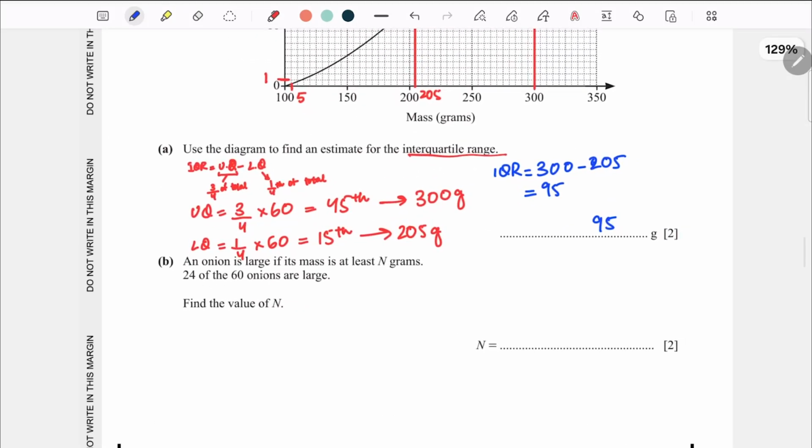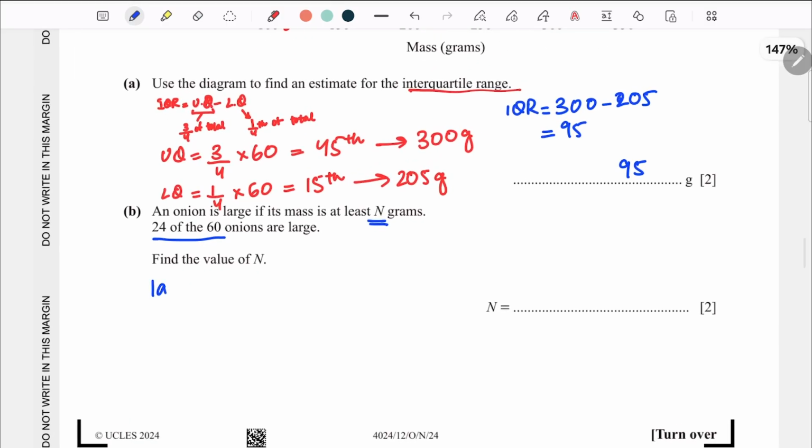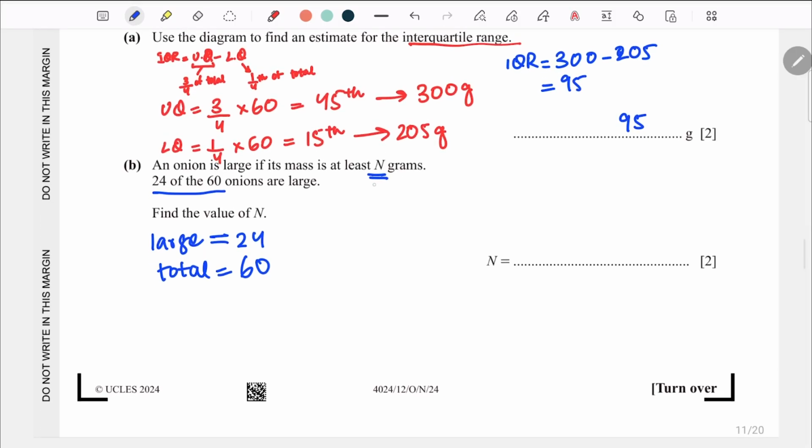Part B, an onion is large if its mass is at least n grams. 24 of 60 onions are large. Find the value of n. So large onions are 24 and total are 60. Now an onion is large if its mass is at least n grams. So we have to find the least amount.